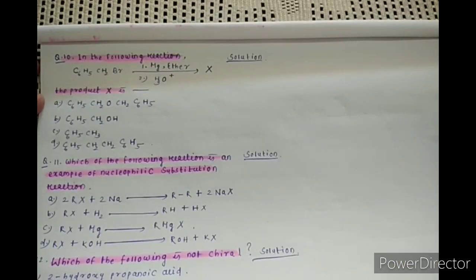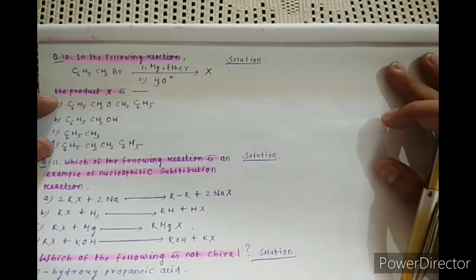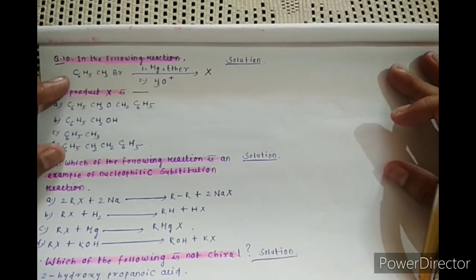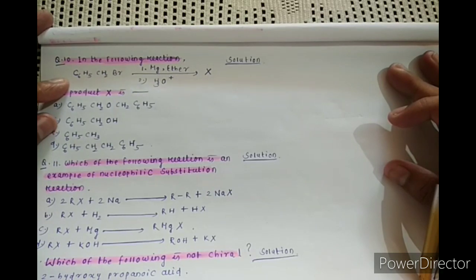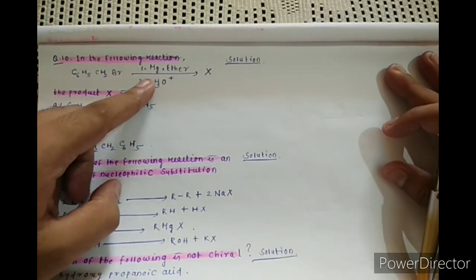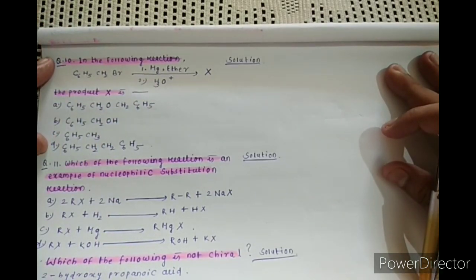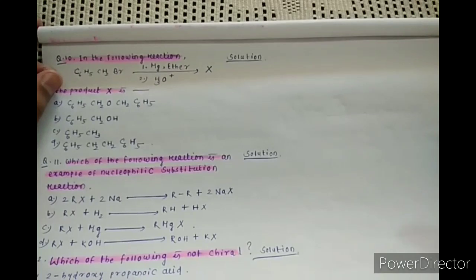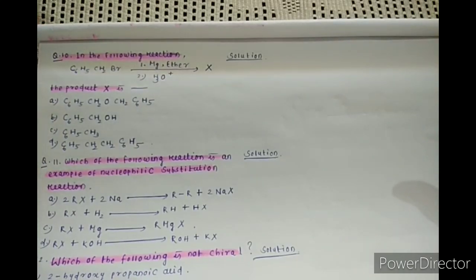Now come to question number 10. In question number 10, what is given? Look, here it is given C6H5CH2Br, benzyl bromide, with magnesium in the presence of ether in the first step, and the second step is hydrolysis, H3O plus. So first, this is the reaction for the preparation of Grignard's reagent. There will be the insertion of a magnesium atom in between carbon and Br.